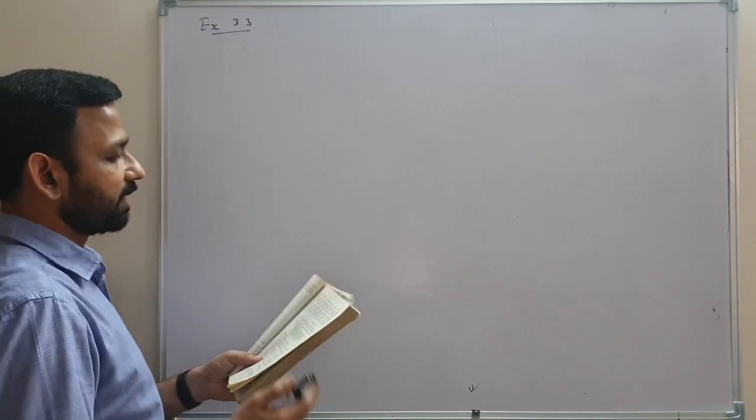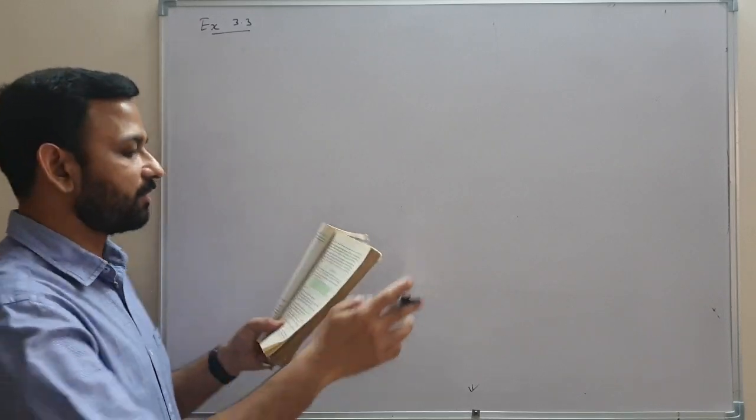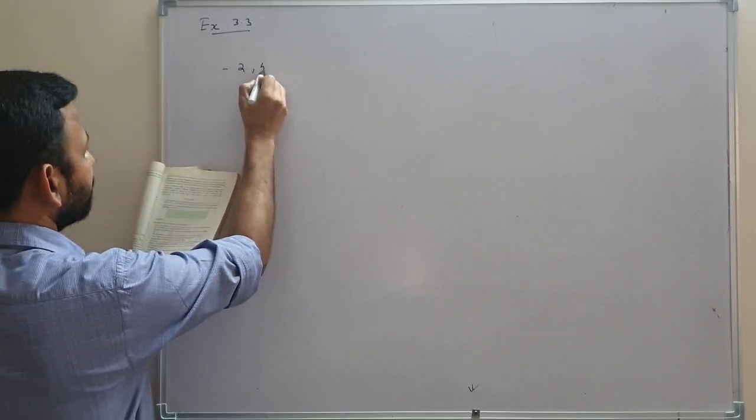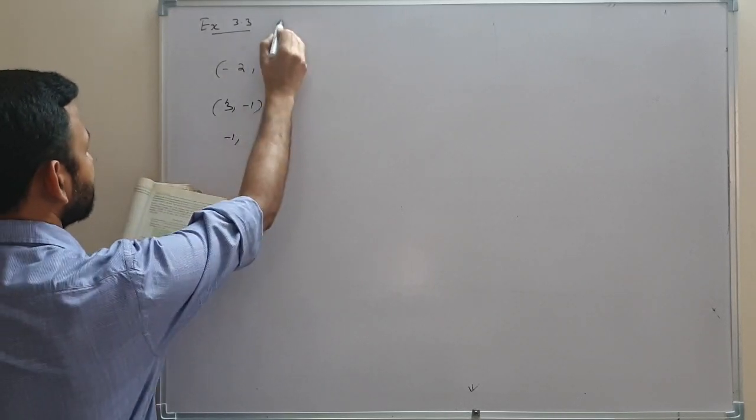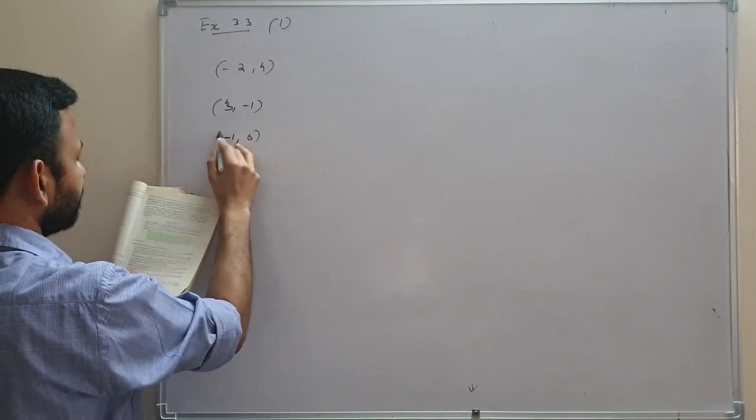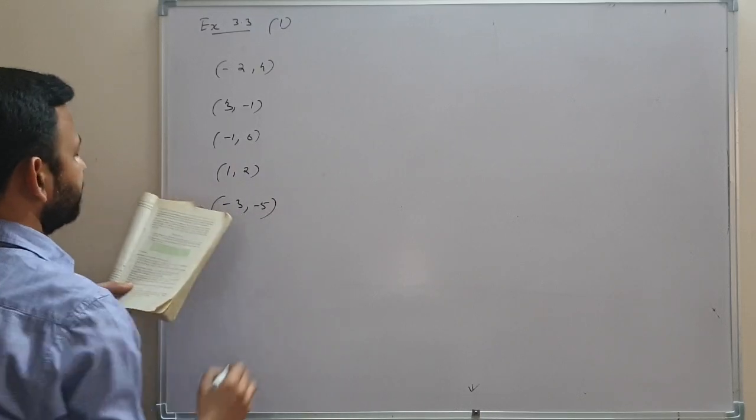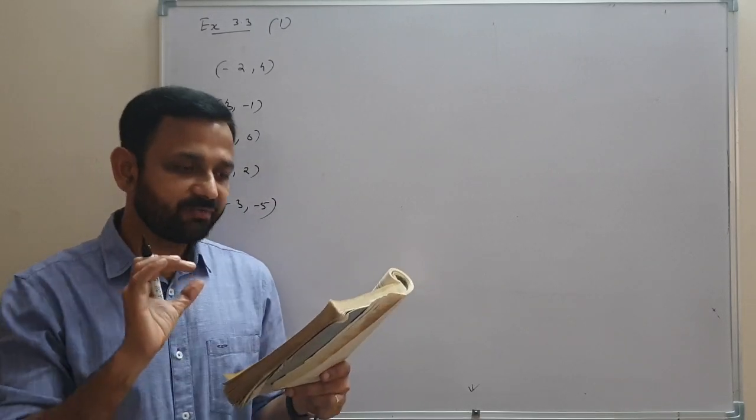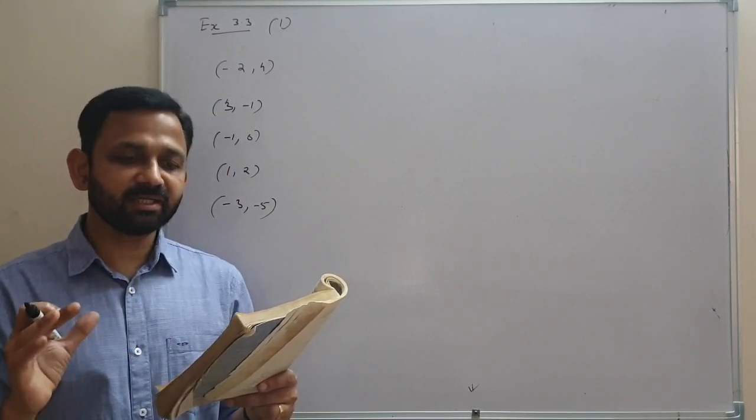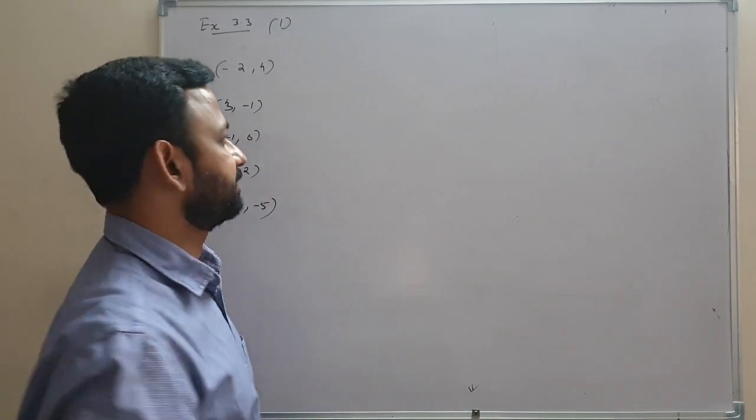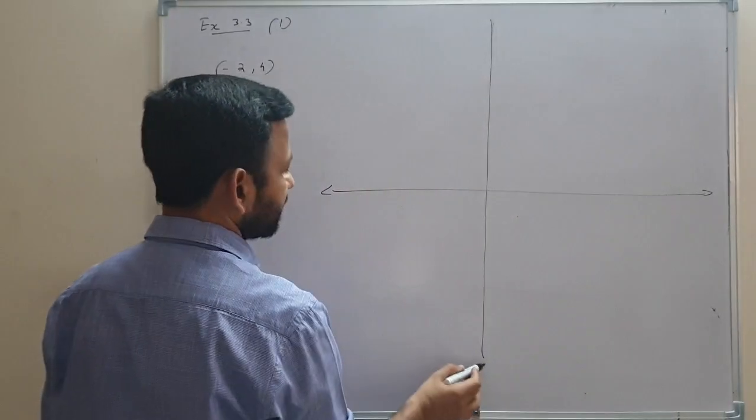Exercise 3.3, question number 1. In which quadrant or on which axis do each of the following points lie: (-2, 4), (3, -1), (-1, 0), (1, 2), (-3, -5)? Verify your answer by locating them on the Cartesian plane.